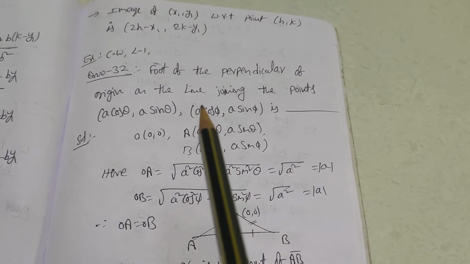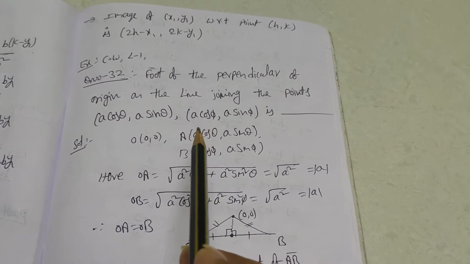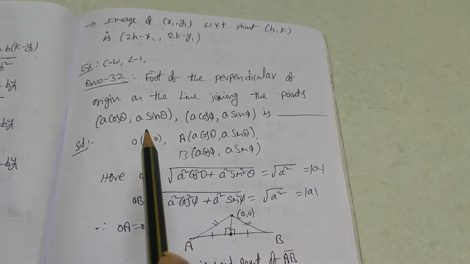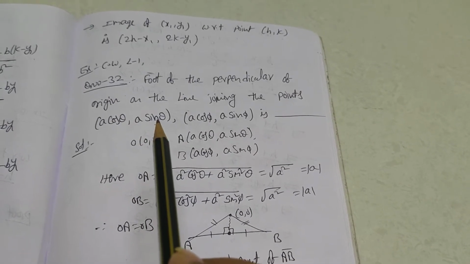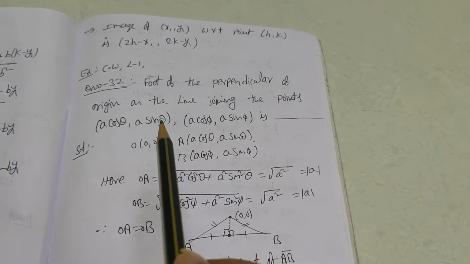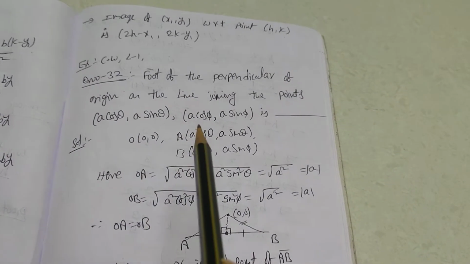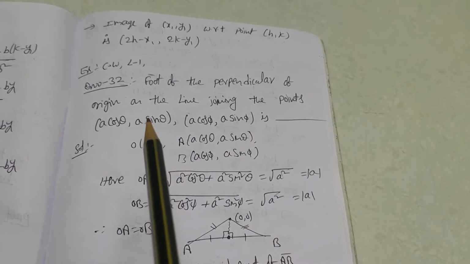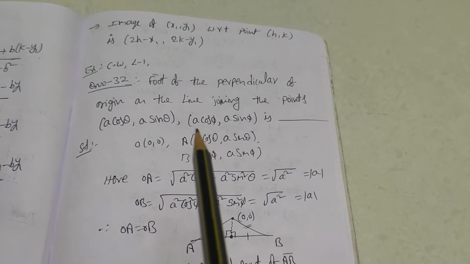If you want to do this problem through the foot of the perpendicular formula, first we have to find out the line equation passing through these 2 points. That means 2 points form: y minus y1 is equal to y2 minus y1 by x2 minus x1 into x minus x1. That is the formula we have. Use that formula. First we have to find out the line equation. After that you find the foot of the perpendicular of origin with respect to this line.